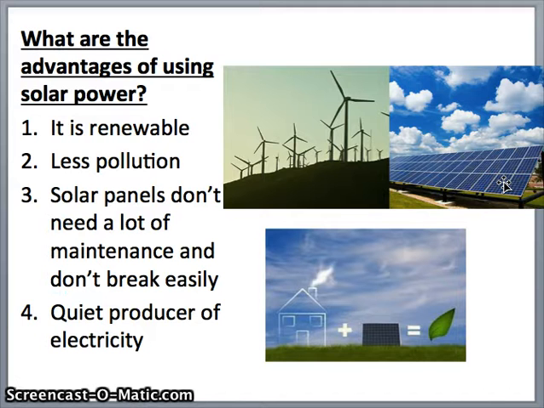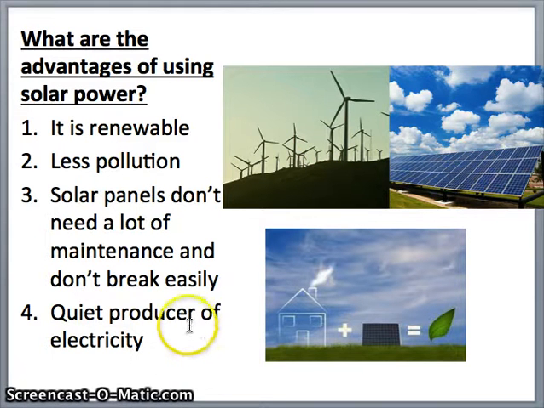Let's look at what are the advantages of using solar power. First of all, it's renewable, so we're not going to be running out of the sun's energy for quite some time, billions of years. It produces less pollution. And the solar panels don't need a lot of maintenance and they don't break very easily. If you compare solar panels to windmills, windmills actually break a lot easier and wear down a lot faster than solar panels. So that's another advantage.